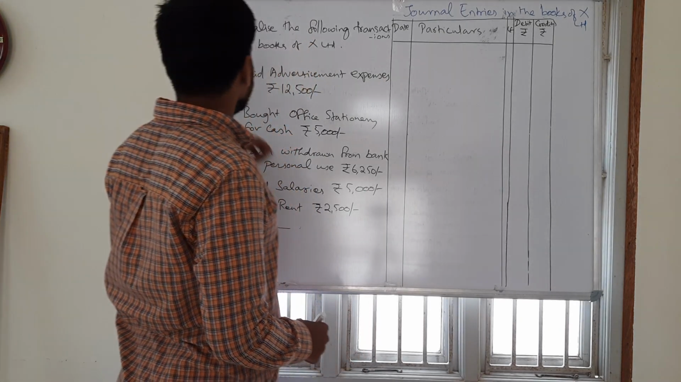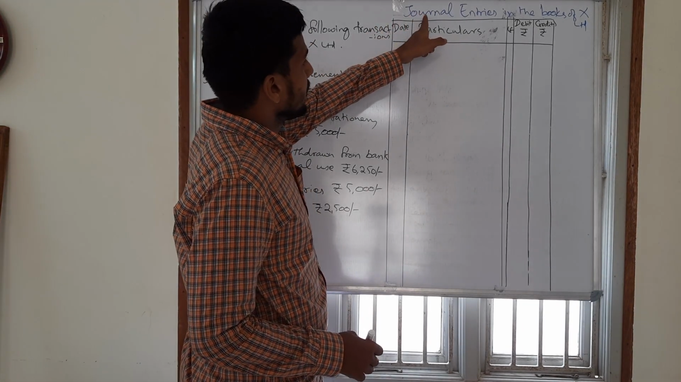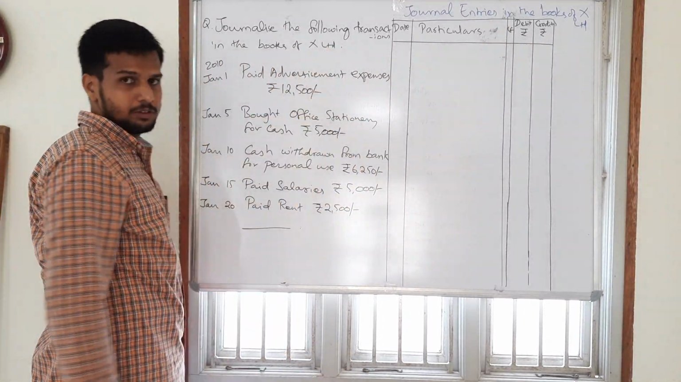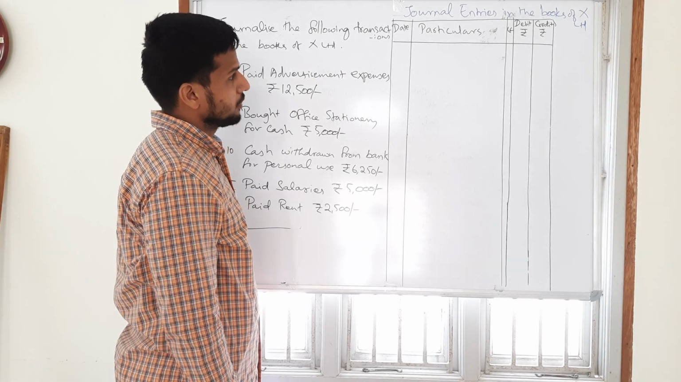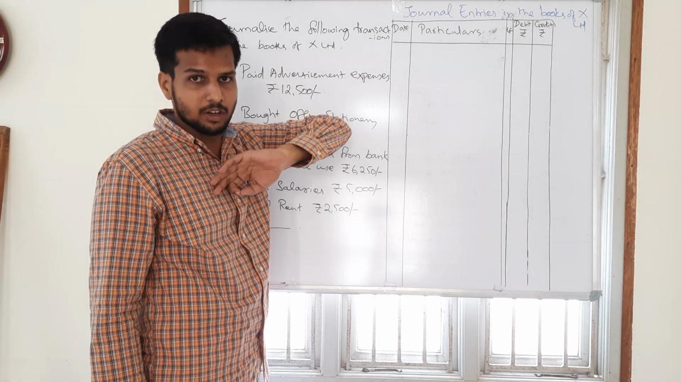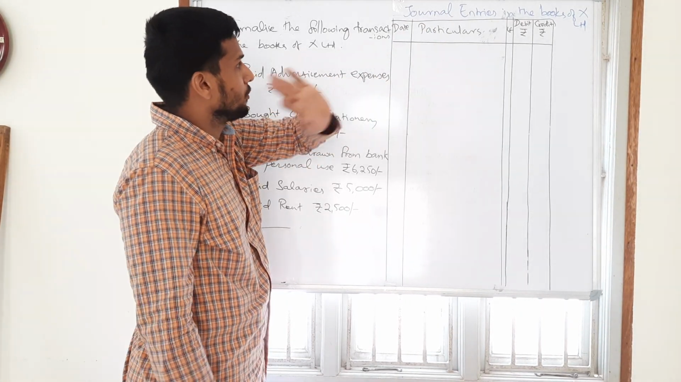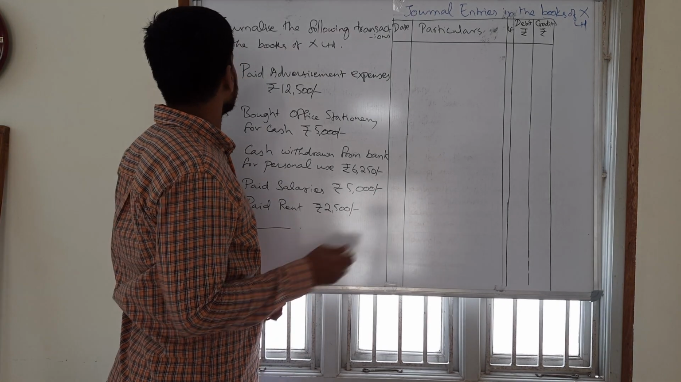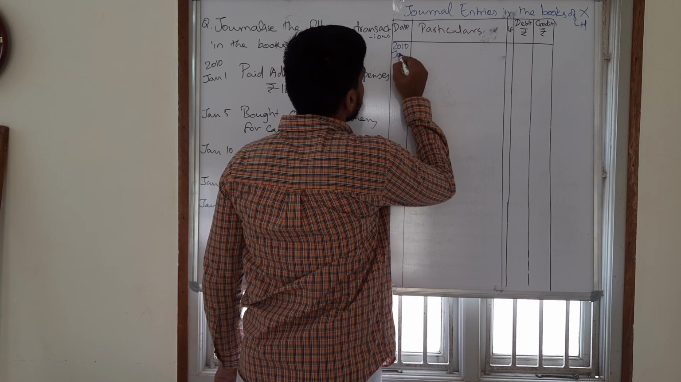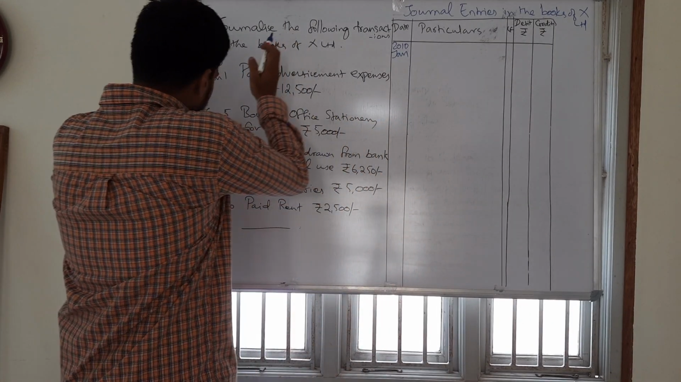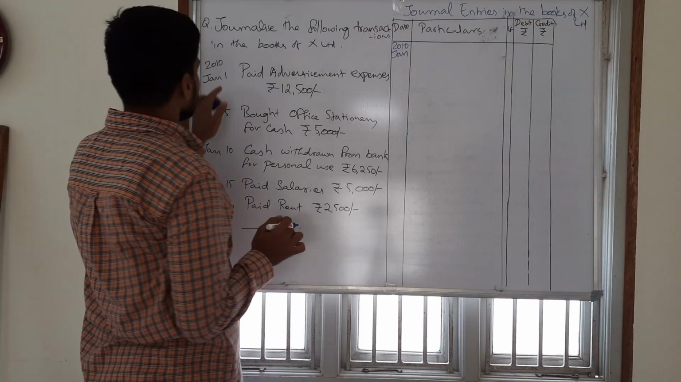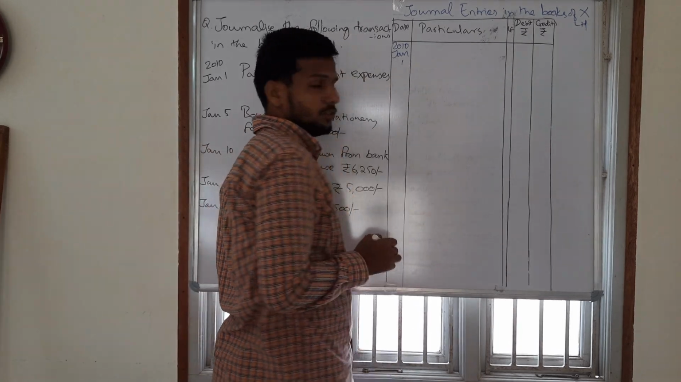Okay. So we begin. We should write the title as journal entries in the books of X Limited, as the name of the firm is given in the question. If there is no name of the firm given in the question, we shall simply write journal entries. So here we have the format. First we need to write the date column, 2010 January. All the transactions are related to January, so we simply write January. And the first transaction is January 1.